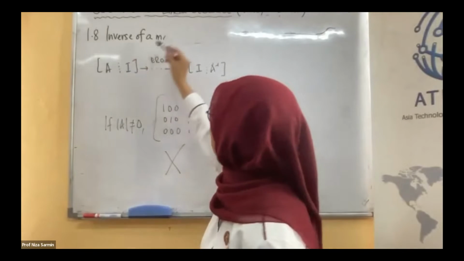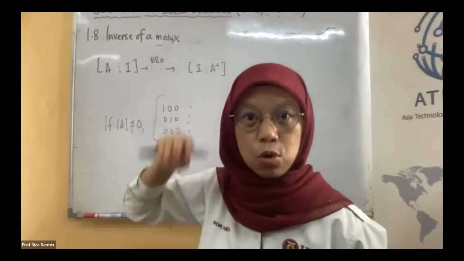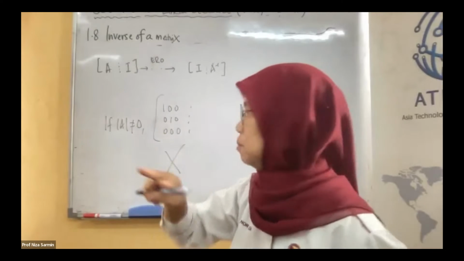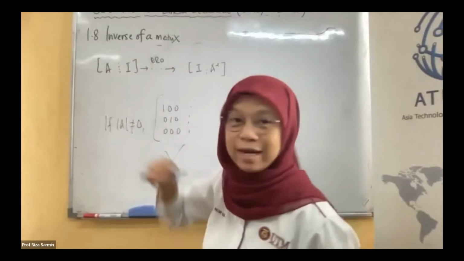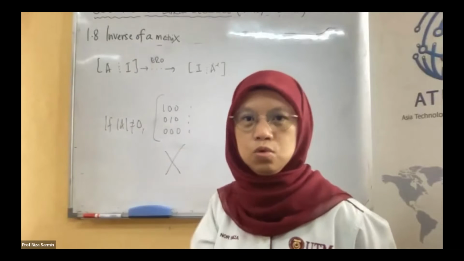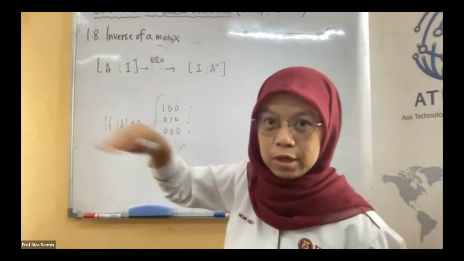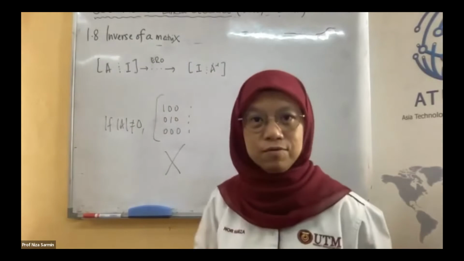So for the inverse of a matrix, this is using row operation. Okay, using row operation, there are two ways. Using row operation, you write A, the matrix, and you put I, the identity with the same dimension. So if it's 3 by 3, it's 3 by 3, 2 by 2, 2 by 2, and you row reduce. Okay, elementary row operation until you get identity and A inverse.